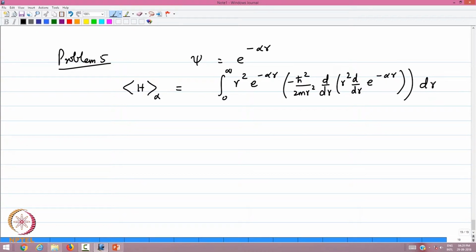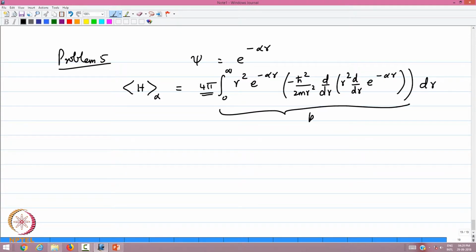dr. All the angular parts, the integral gives you only 4 pi, because the function does not contain any angular variable. Therefore, the rest of the Hamiltonian containing the angular variables acting on the exponential minus alpha r will give you 0. Therefore, there is no need for them, and the integration of the angular variables over 0 to 2 pi and 0 to pi sin theta d theta d phi will give you 4 pi. So, this is all that you have to calculate.